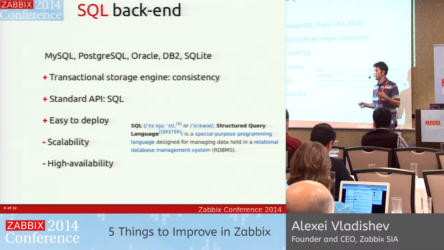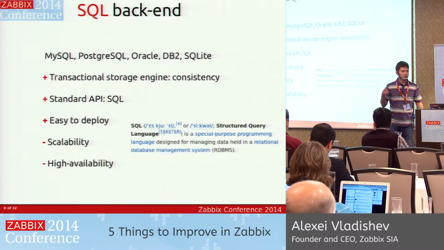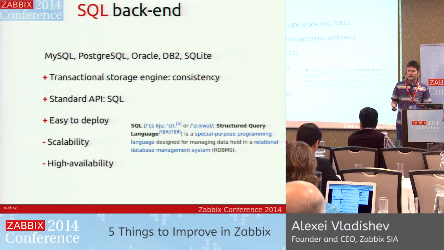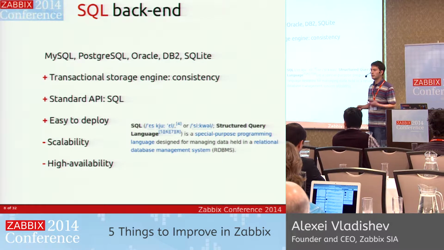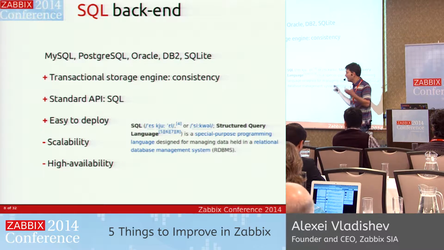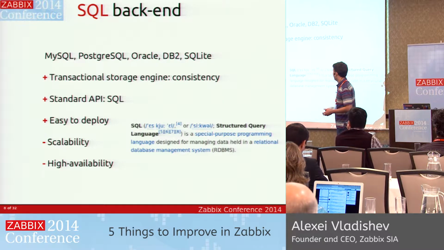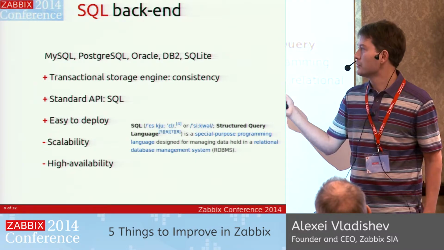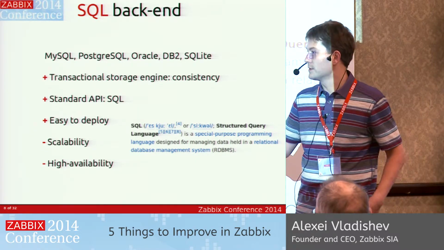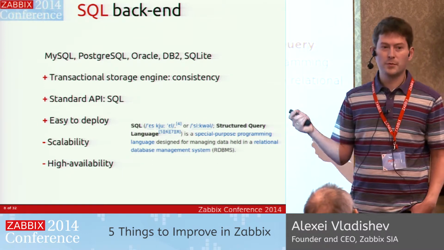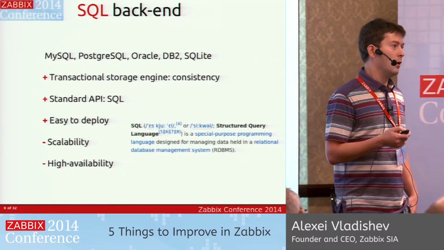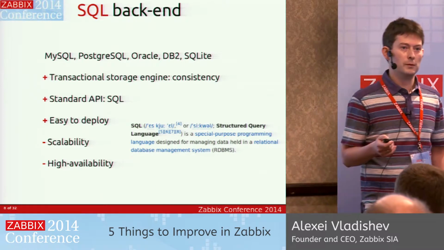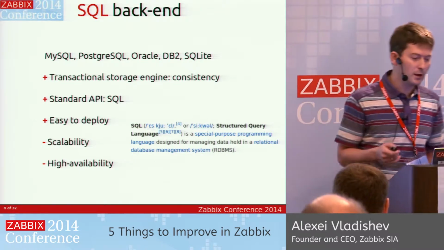Zabbix is able to generate tens of thousands of transactions per second, maybe 100,000 writes per second, and it's impossible to scale SQL to this level of performance unless you use special techniques or special hardware. So it doesn't come out of the box.